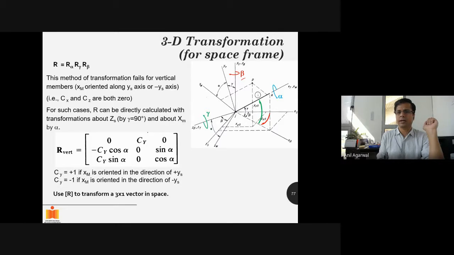For that you have to skip the transformation about the y-axis, or beta transformation. So you just go directly to the gamma transformation by rotating it about the z-axis, and this will be the transformation matrix for a vertical member. And the values of cy are already given, whether the member is vertically upward or vertically downward. What decides whether the member is vertically upward or downward?